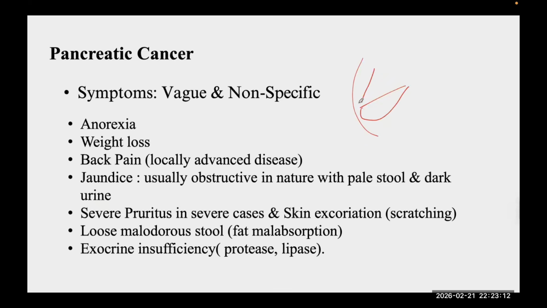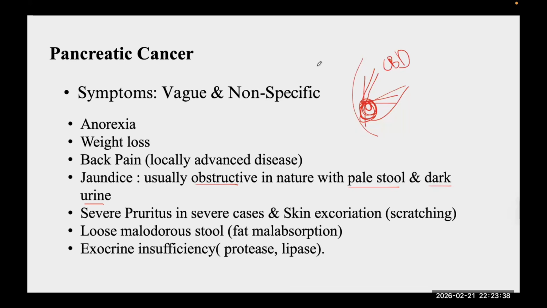And here you can see the drainage of the common bile duct, and here is the pancreatic duct, and they're all draining together to the duodenum. If there is a mass here, it can compress on the common bile duct, and this can cause obstructive jaundice. Now, the obstructive jaundice is what causes the pale stool and the dark urine, as you've learned in your bile lectures for sure.